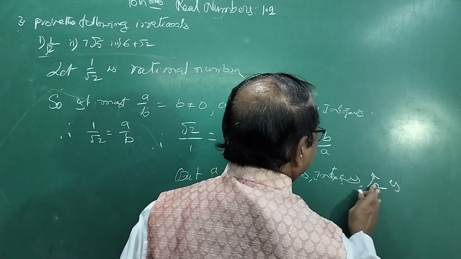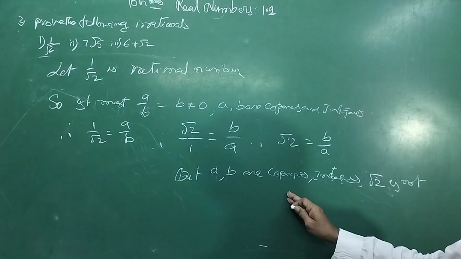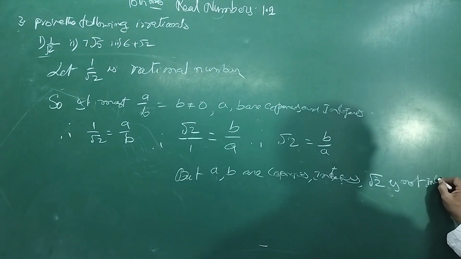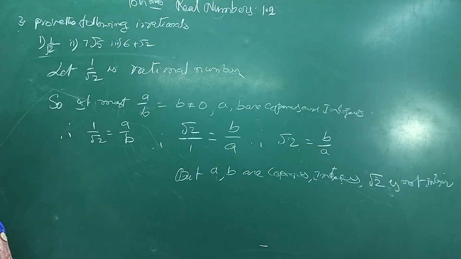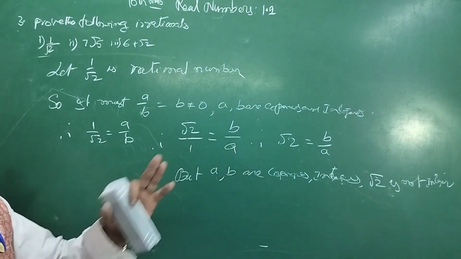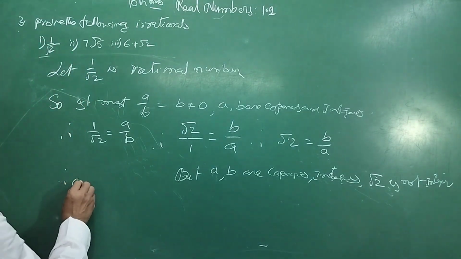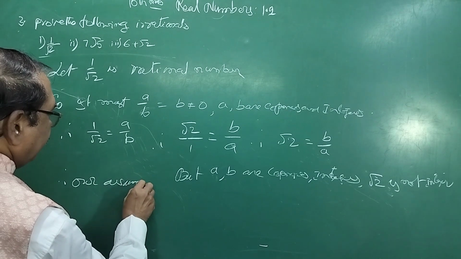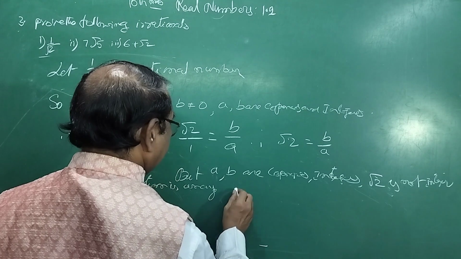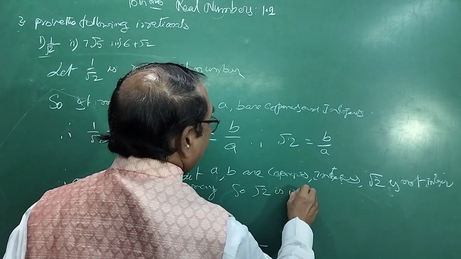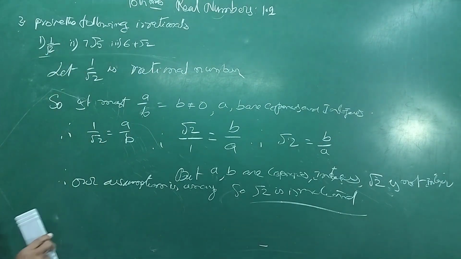Root 2 is not an integer. You see, a by b or b by a are integers, and co-primes also, but that is put aside; they are integers. Root 2 is not an integer. Therefore, our assumption is wrong. So, root 2 is irrational. Like that, hence proved. We can write this if it is given for 2 marks or 1 mark.